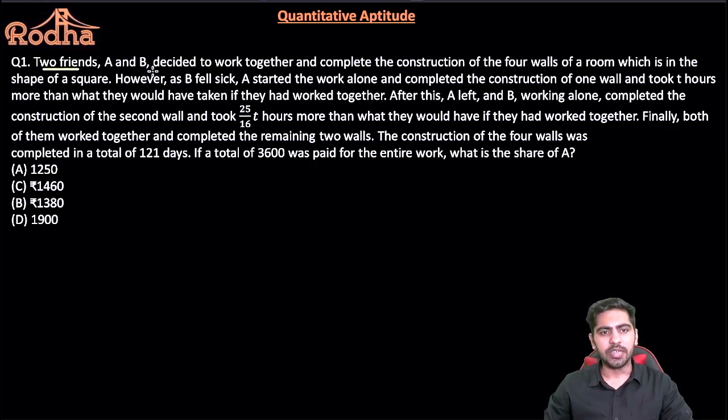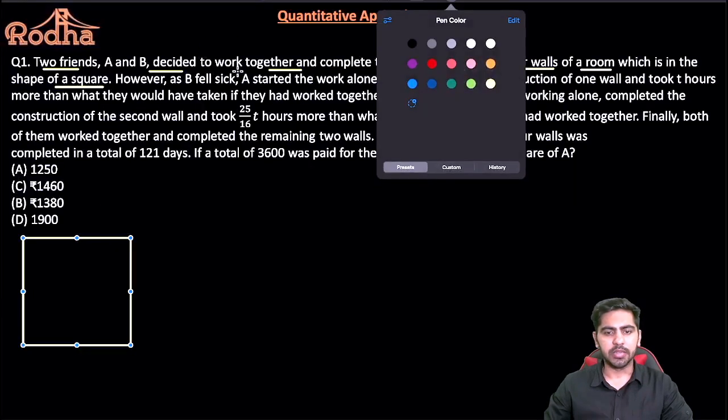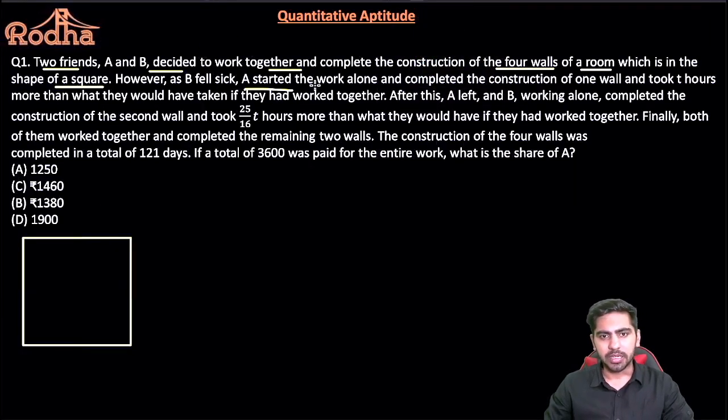It says two friends A and B decided to work together and complete construction of the four walls of a room, which is in the shape of a square. All right. So we have four walls of a room, which is in the shape of a square here, right? However, as B fell sick, A started the work alone and completed the construction of one wall and took T hours more than what they would have taken if they had worked together.